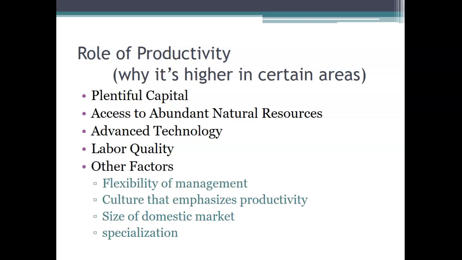Then there are some other factors that affect productivity. So flexible management, a little bit of a newer style, let people lead into their strengths versus telling them where they're going to go. Culture that emphasizes productivity.